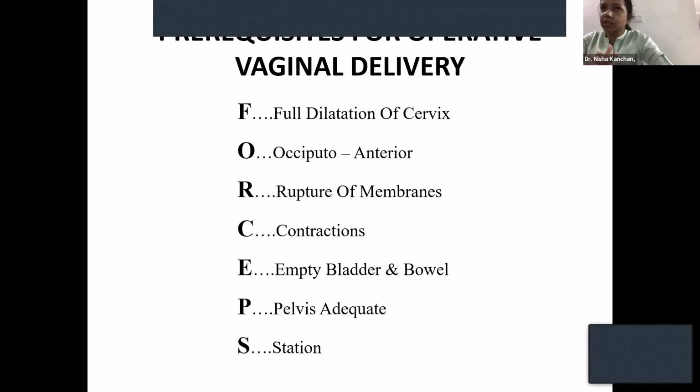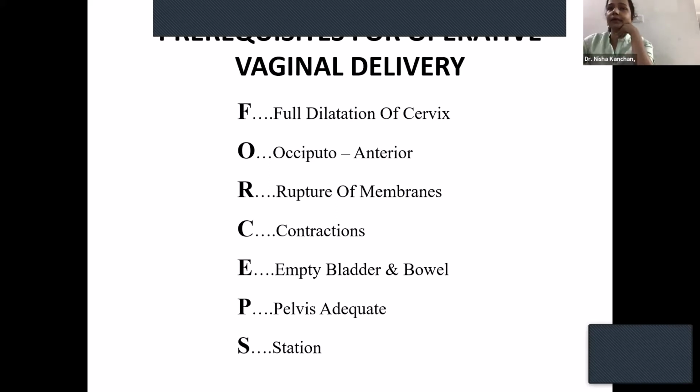What are good contractions in labor? How many contractions should be there in 10 minutes? And how long they should last? Yeah, minimum 3 contractions in 10 minutes, and each contraction lasting for 40 seconds. So that is good contraction. So you keep your hand on the fundus of the uterus, and you should see that there should be 3 contractions in 10 minutes, at least lasting for 45 seconds.